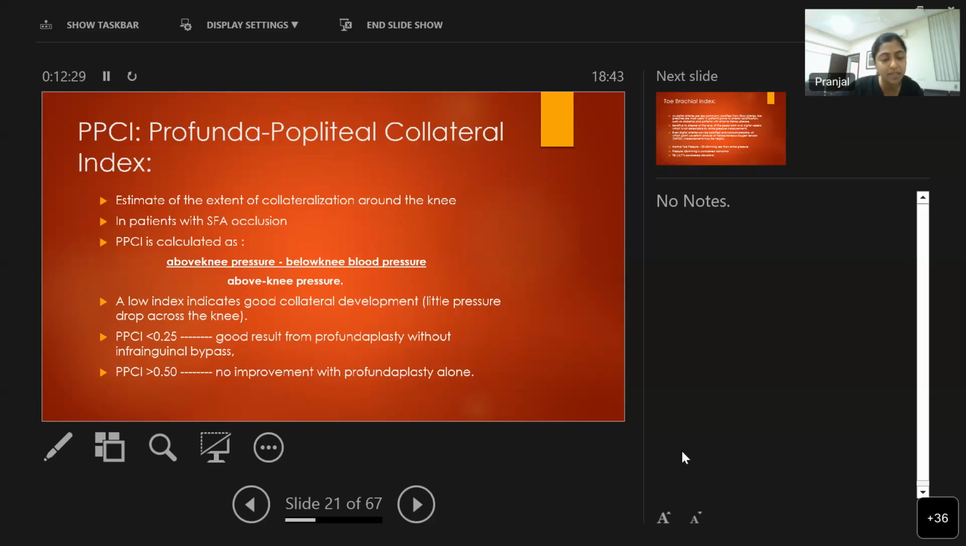It is predictive of a good result from a profundoplasty without an infrainguinal bypass. But if a PPCI is more than 0.5, it is a prediction that there may not be any improvement with only a profundoplasty alone, and an infrainguinal bypass is necessary.